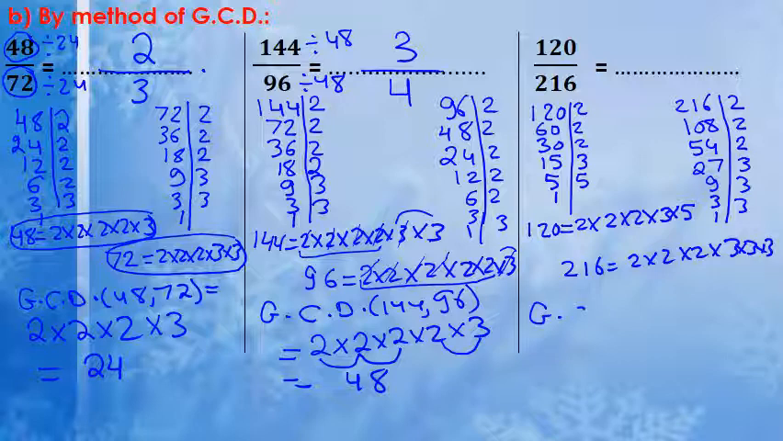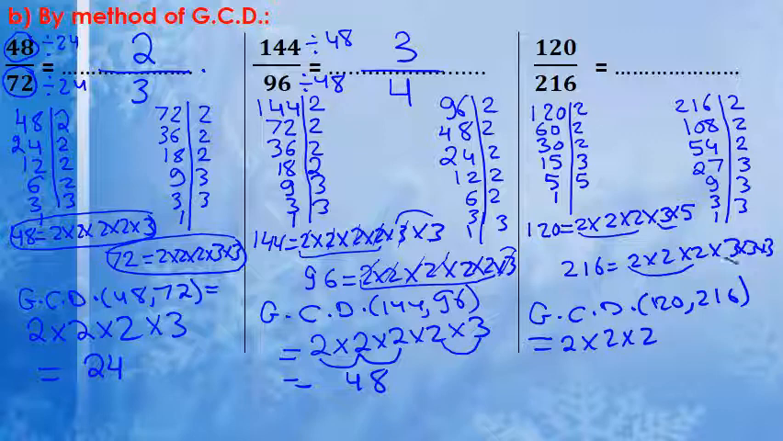Now we get the GCD of 120 and 216. Here we have 2 three times and here we have 2 three times, so we take 2 three times. 3 one time, 3 three times, we take 3 one time. 5 is not common, we don't take it. 2 times 2 is 4, 2 times 3 is 6, so 4 times 6 is 24. We divide up by 24 and we divide down by 24.